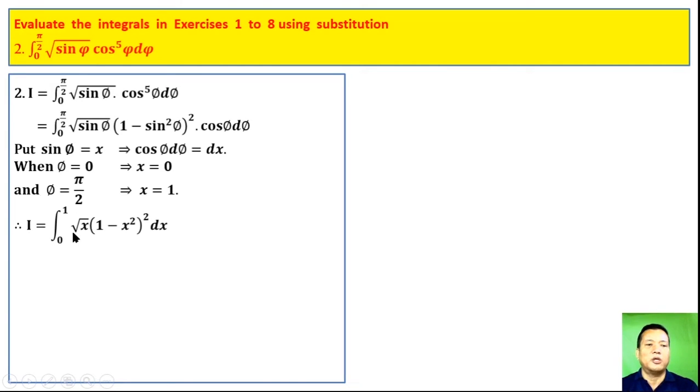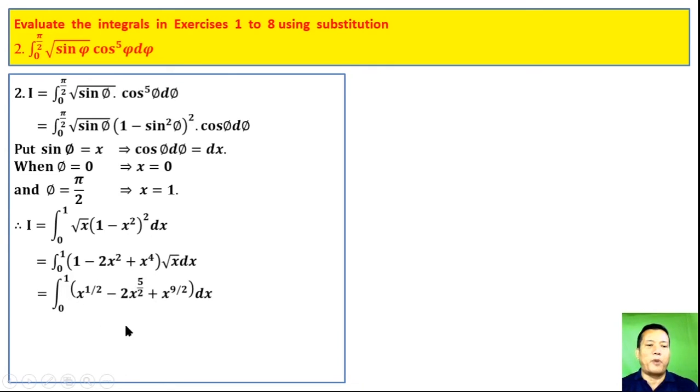integral becomes, instead of sine phi we have to put x. Therefore, it becomes root over x and 1 minus x square whole square. Cos phi d phi completely changes to dx, and the limit is also 0 to 1. Expanding this and multiplying root over x to each term within the bracket, we get this.